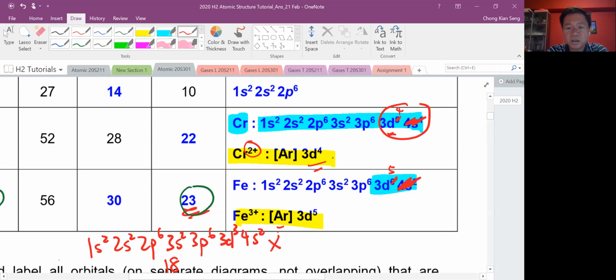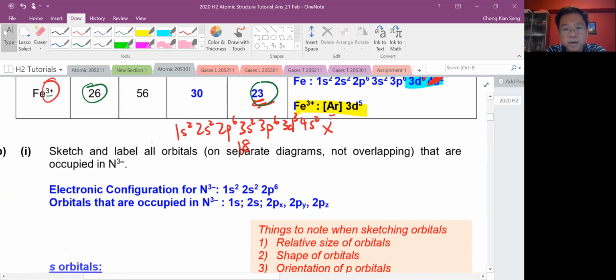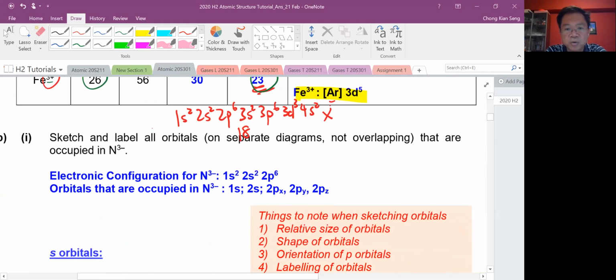Okay, so this is writing of electronic configuration, especially for cations, take note of that. I write for neutral first, then I remove from 4s first, then 3d. All right, I think for the anion, it should not be an issue.